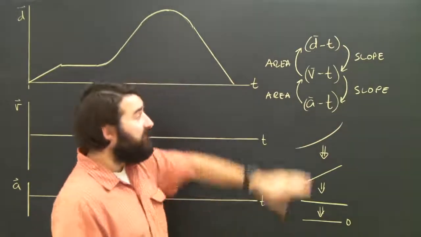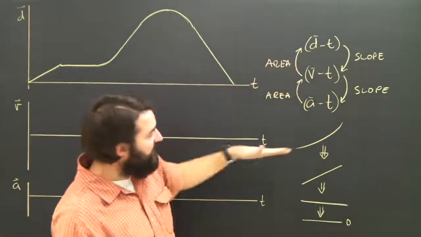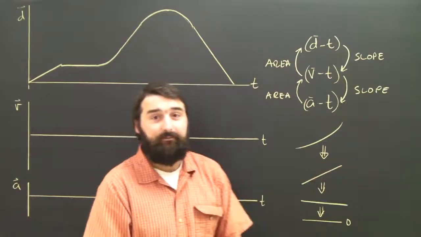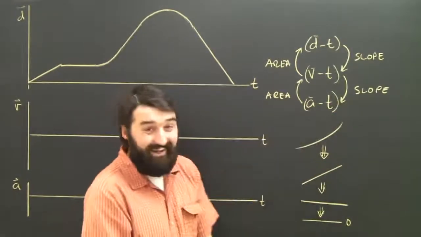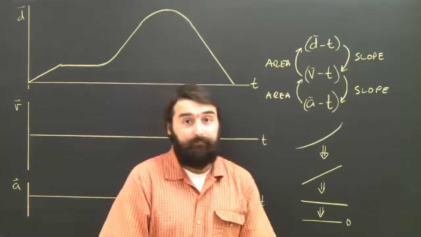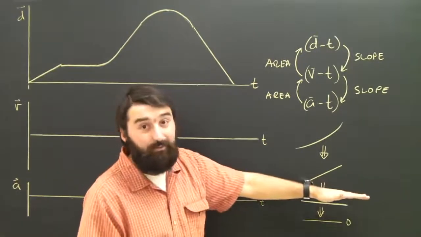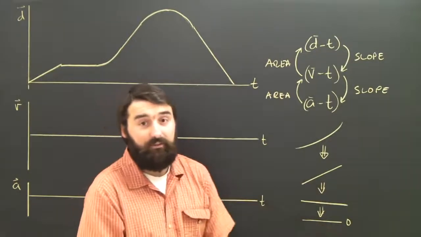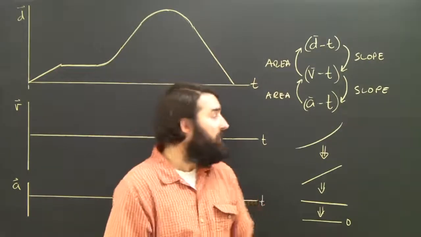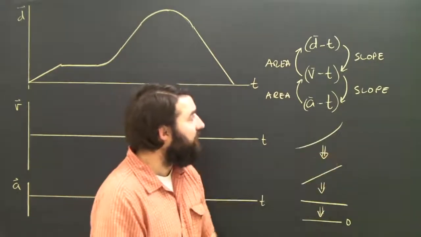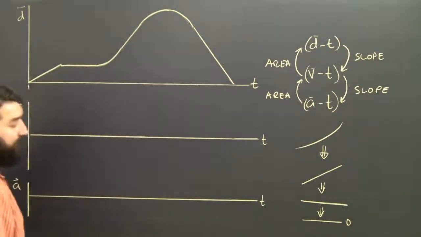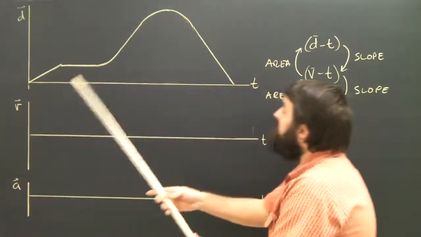Which means in practice that if our dt graph is curved and we take the slope, we're going to get a diagonal line. And if we take the slope of a diagonal line, we're going to get a horizontal line. And if we take the slope of a horizontal line, we're going to get 0, a horizontal line at 0. So that's just a little reminder of how this is going to work, and we're going to take a look at a big position time graph. So here's a big dt graph.